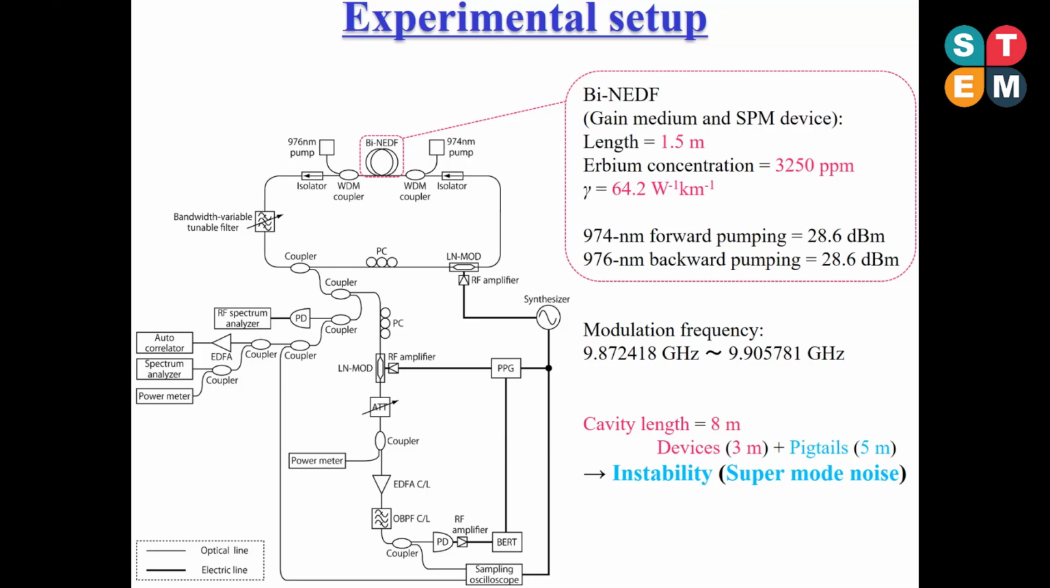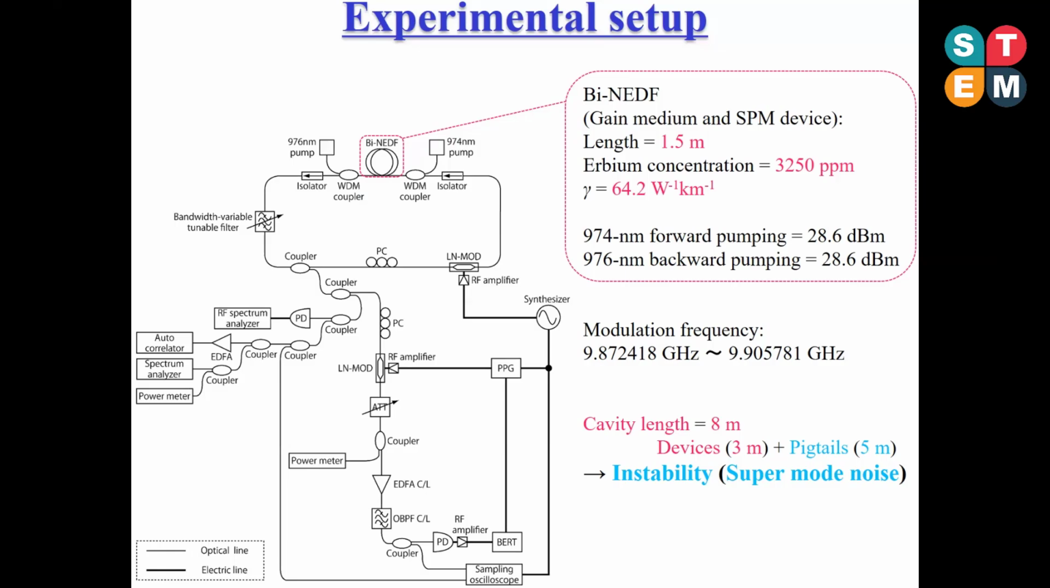These 980 nanometer laser diodes were used for the forward pumping and the backward pumping, respectively. These optical isolators ensured the unidirectional cavity. Harmonic mode locking at 10 GHz was achieved using a lithium niobate intensity modulator driven by a synthesizer. We did not employ a variable optical delay line at hand. Instead, we adjusted the modulation frequency to achieve optimum mode locking operation. These polarization controllers were used to adjust the polarization state.